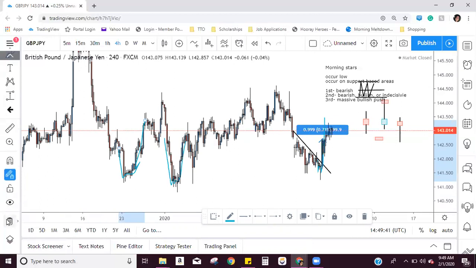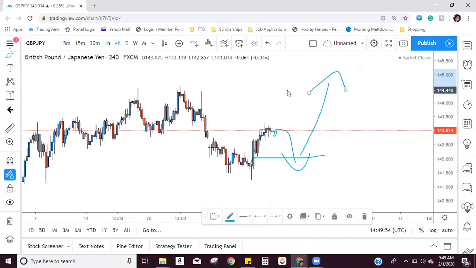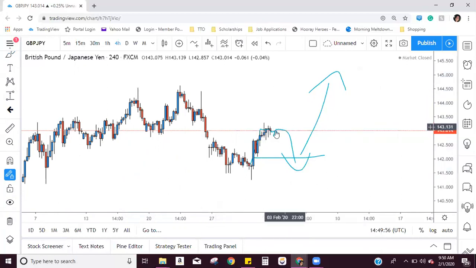That is why when I see this: bullish, bearish, indecisive, reversal. That's an evening star. You understand? This is an exact example of a possible evening star. It could continue to push up, but a possible evening star is going to form at this point. Okay, so that's what a morning star is.